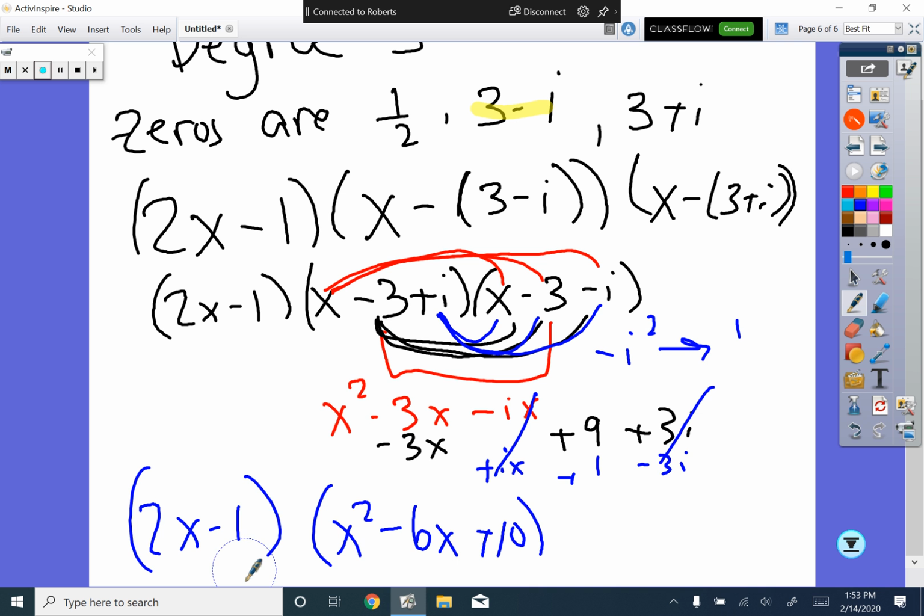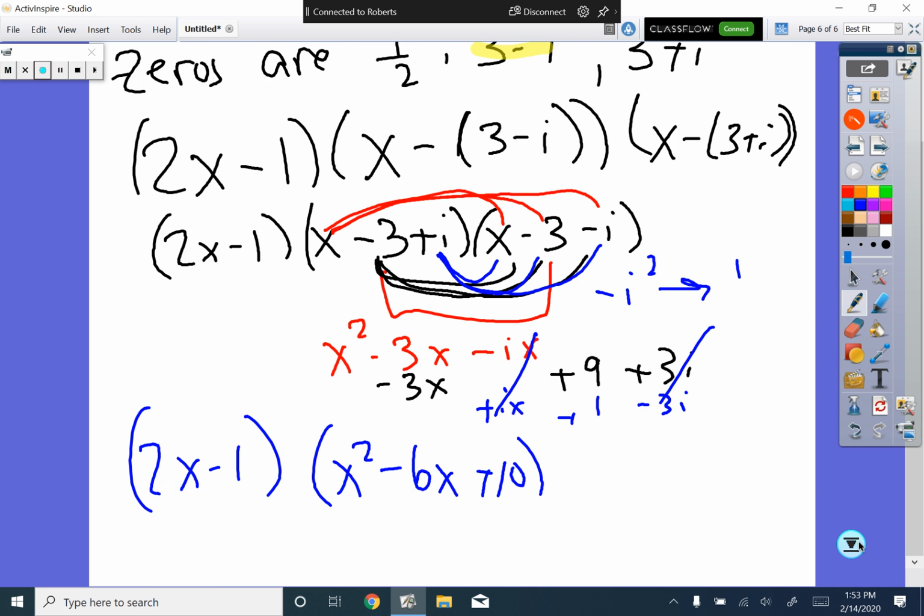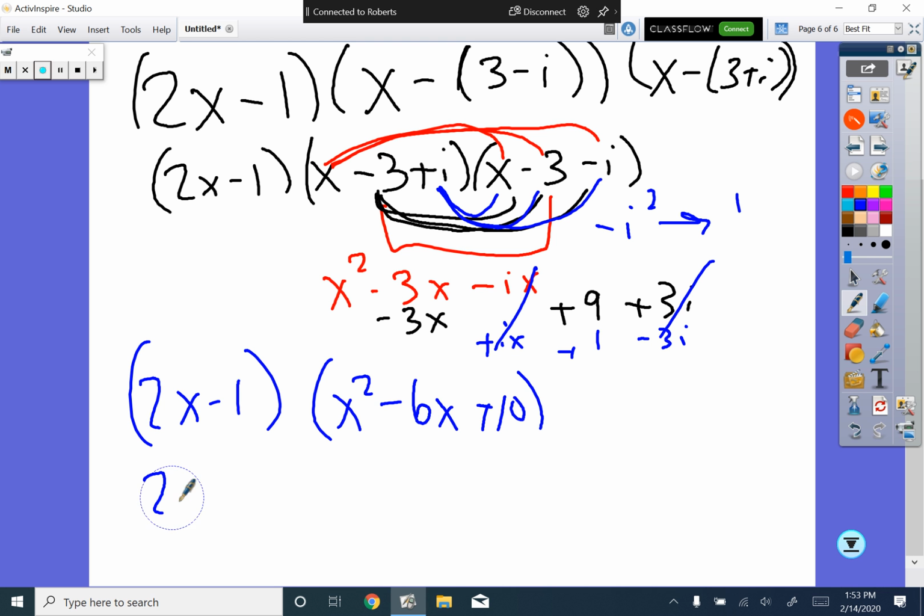Now what do I need to do? Now I need to do what? Distribute. So I get 2x cubed minus 12x squared plus 20x. Does everybody understand where I got those? Just by distributing through the 2x.